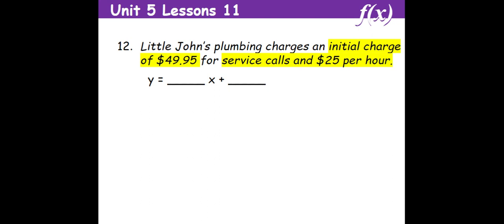Finally, number 12, Little John's Plumbing charges an initial charge of $49.95. Initial is my y-intercept. The service calls are $25 per hour. Any type of rate is my slope. So my equation will be y equals 25x plus 49.95.